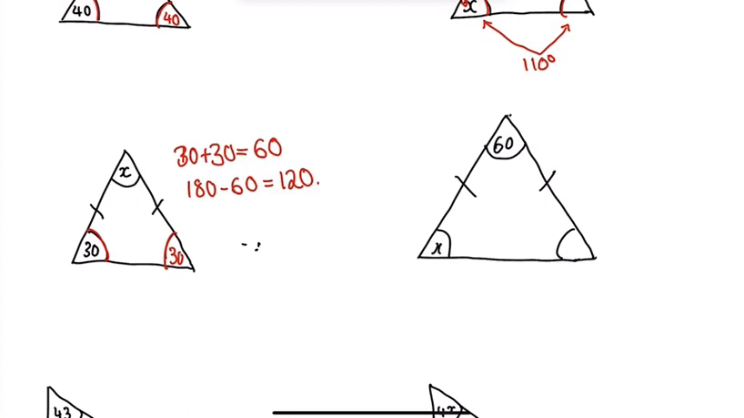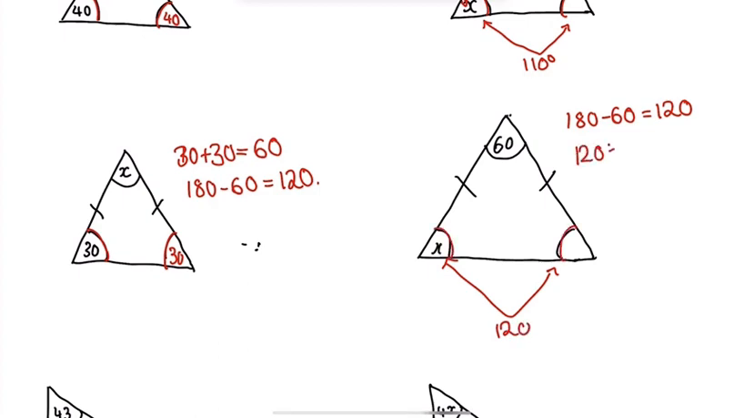Now, when the angle's on the top, we have to first take away what we know from 180, which leaves me with 120. And then because these angles at the bottom are the same, I need to share that 120 between both of those angles, which gives me an answer of 60.